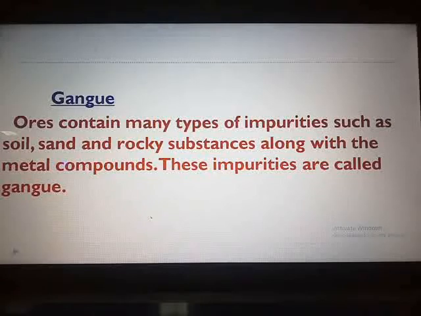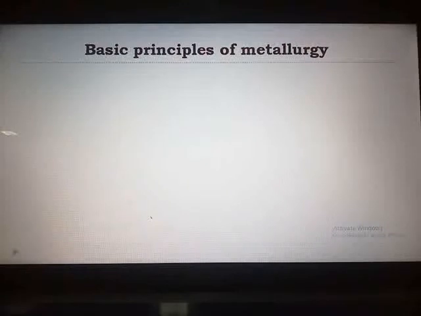You get the metals over there, and these metals are further extracted in their pure form. Then the metals are further purified by different methods of purification, and this entire process is called metallurgy. Now let us see the different principles of metallurgy, the basic principles of metallurgy.